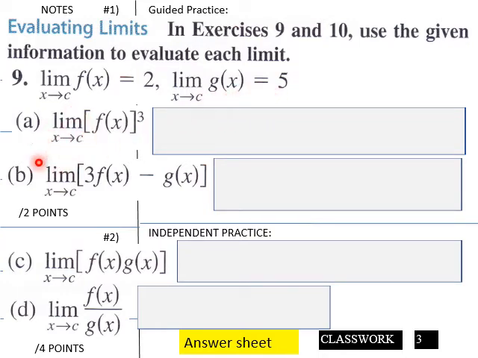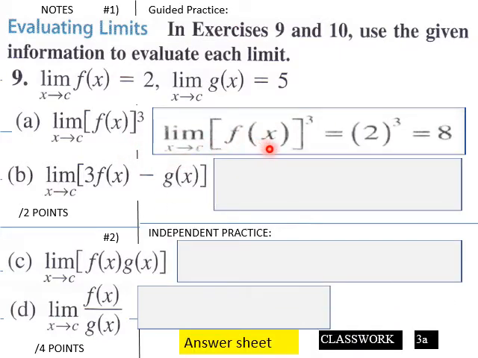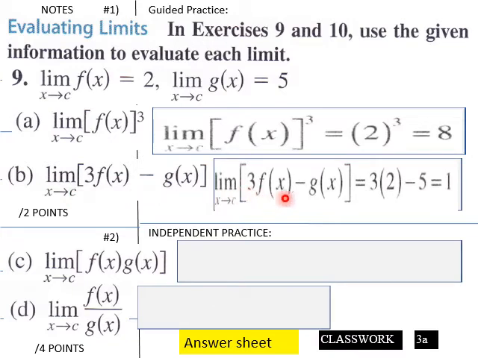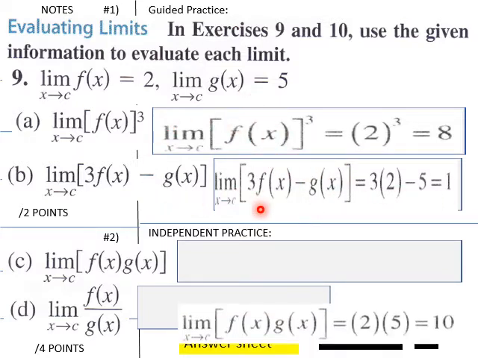So knowing that for a and b here, we have x to c, the limit as x goes to c of f of x to the third power. What would that be? And for that one, it'd be f of x to the third power would be 2, because we have f of x equals 2 as x goes to c. So it'll be 2 cubed would equal 8. And then down here for 3 times f of x minus g of x would be 3 times 2 minus 5 would equal 1. So that would be your limits for that.